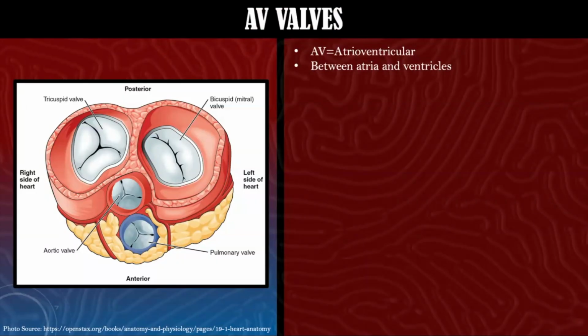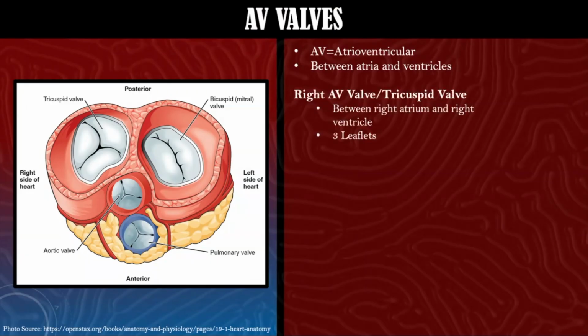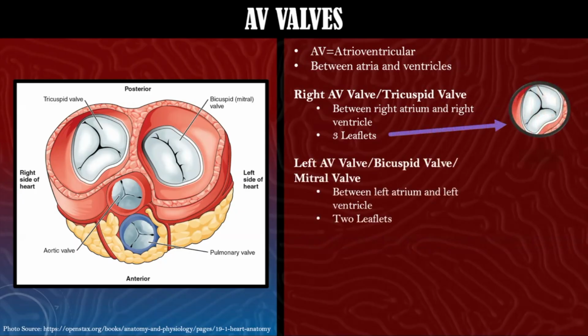We have the AV valves, AV meaning atrioventricular, between the atria and ventricles. We have the right AV valve, which is called the tricuspid valve. That's the one that separates the right atrium and right ventricle. And you can think of it as tricuspid, having 3 leaflets, which you can see there. And then the left AV valve, which is also called the mitral valve or the bicuspid valve, and it's between the left atrium and left ventricle. And you can remember bicuspid has 2 leaflets.